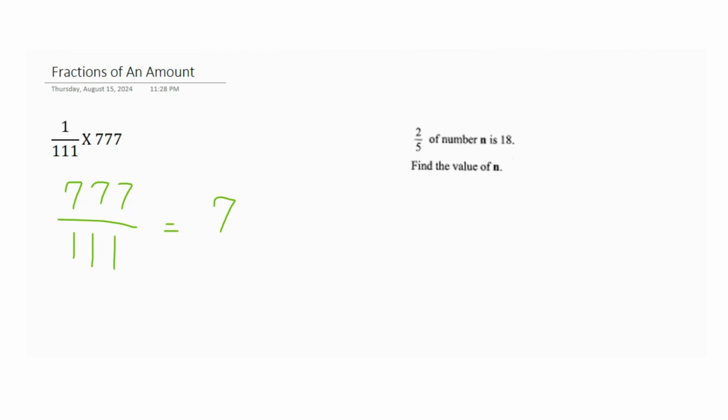Now let's move on to the next question where we see 2 out of 5 of number n is 18. 2 out of 5 of number n. This means 2 out of 5, and "of" means multiplication, of some number which is n, and the result of this is going to be equal to 18. Now this one is a little different from the one that we already did. We need to separate this n value to find out the value of n.